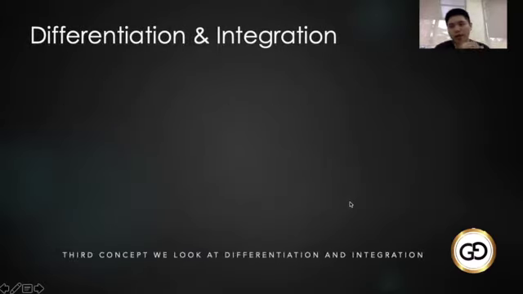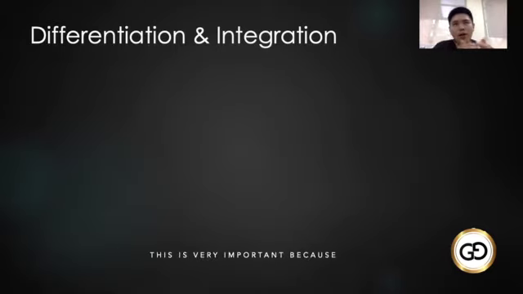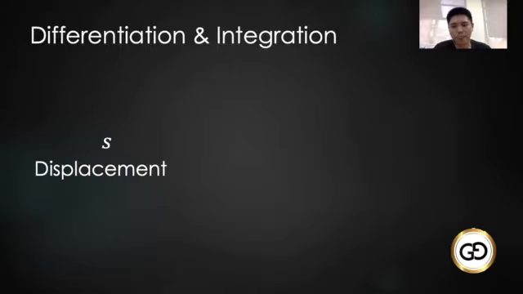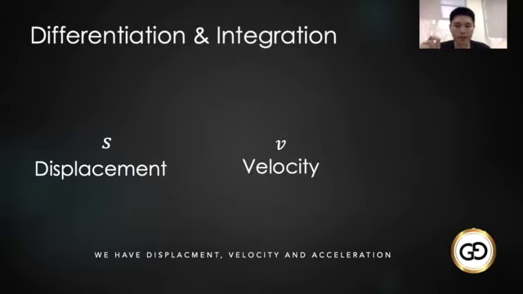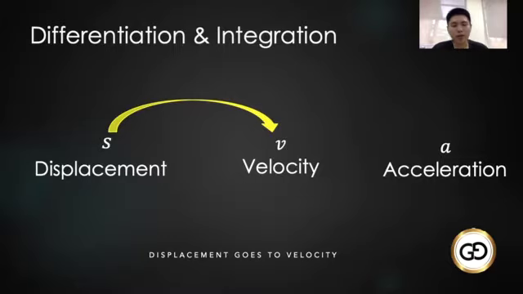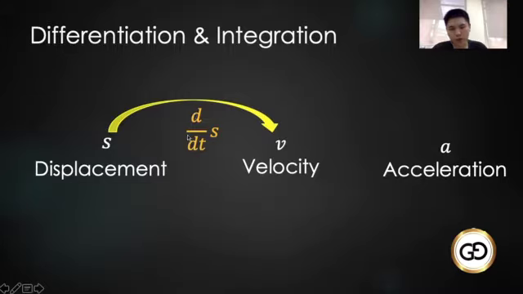The third concept we're going to talk about is differentiation and integration. This is very important because we're going to deal with how we differentiate to get the velocity and acceleration. Alright. Firstly, we have displacement, velocity, and acceleration. The relationship between all these three: they are related. To go from displacement to velocity, we need to differentiate in terms of time. We differentiate the displacement with respect to the time.